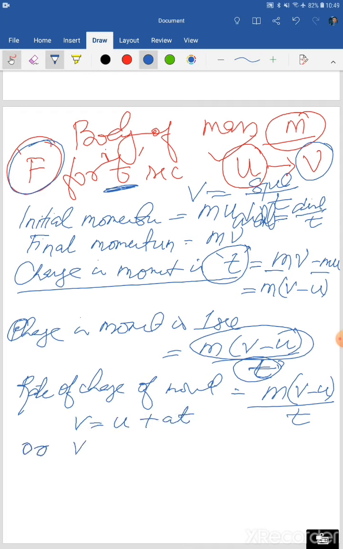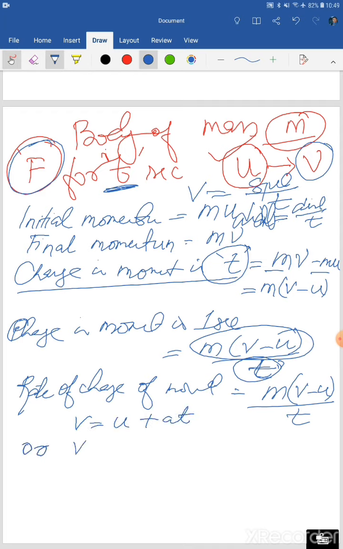So Newton is the SI unit of force, where 1 Newton equals 1 kilogram into 1 meter per second square. So from here we can define what is 1 Newton. 1 Newton is the force which is acted on a mass of 1 kilogram so as to produce an acceleration of 1 meter per second square. Now the CGS unit of force is dyne.